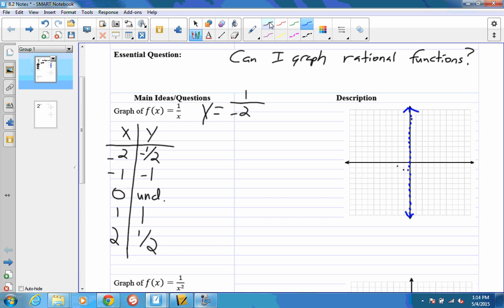So I can't have x equals 0. So I'm going to put a vertical asymptote there. All right, next I've got 1 and 1, and 2 and 1/2. Okay, so that's weird, right? What type of line is that? I don't know.